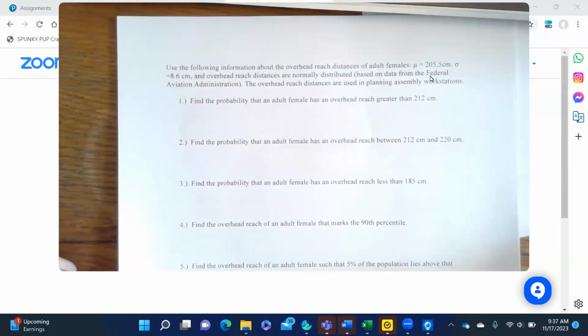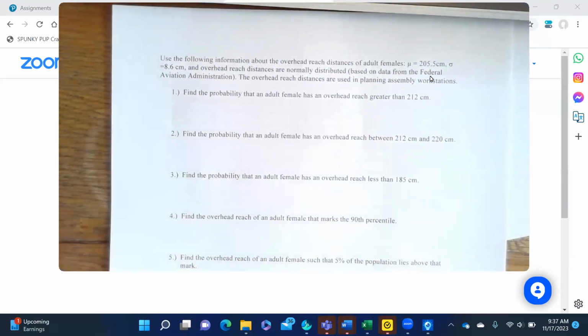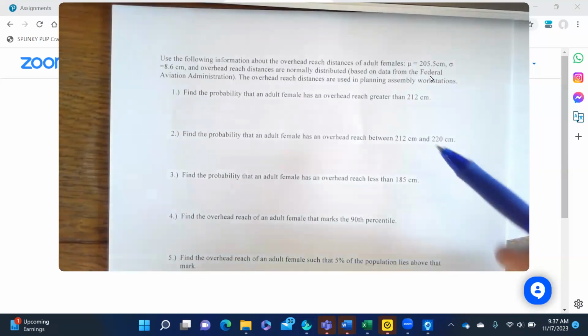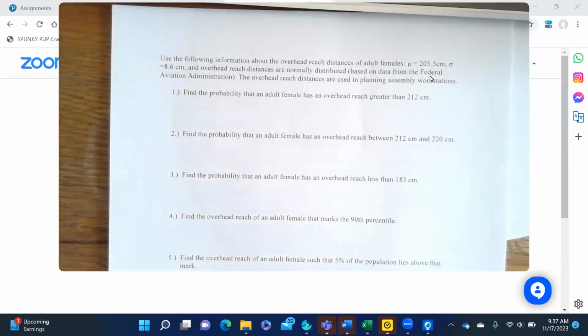Now, on the next page, you have some examples, and I do strongly encourage you to pause the video here and try them on your own first. So you have examples of all three types here. We're going to use the same background information for all of them. So it's about the overhead reach distance of adult females. The mean there is 205.5 centimeters, and the standard deviation is 8.6 centimeters. Overhead reach are typically normally distributed, and this is based on data from the Federal Aviation Administration.